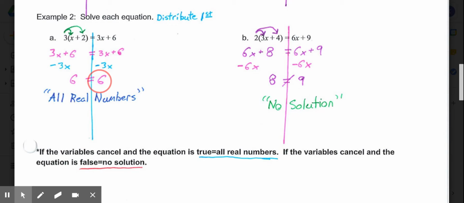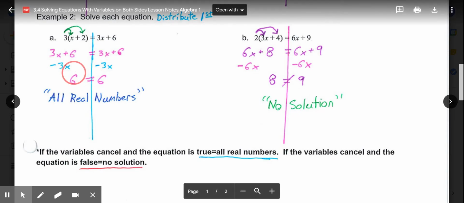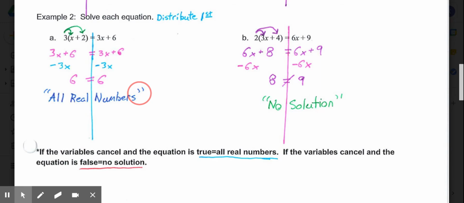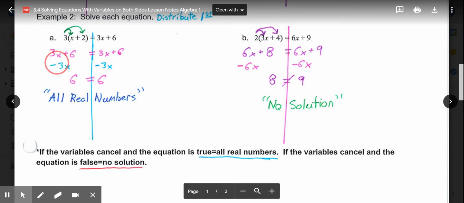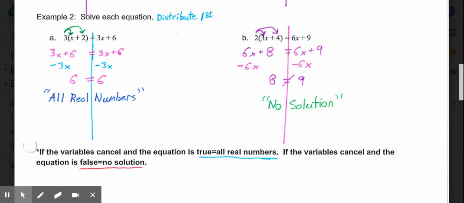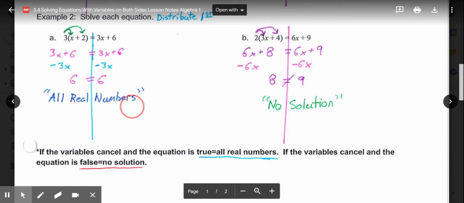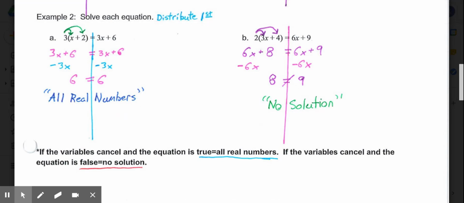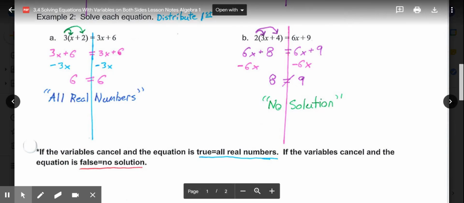If we ever have a number equal to itself, what that tells us is all real numbers are solutions to the equation. So if your variable completely cancels, like it did here, and then a number equals itself, that tells us that the solution to that equation is all real numbers. So that means no matter what I put in for x, as long as it's a real number, this equation would be true.